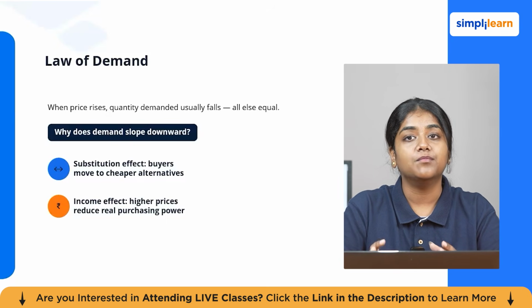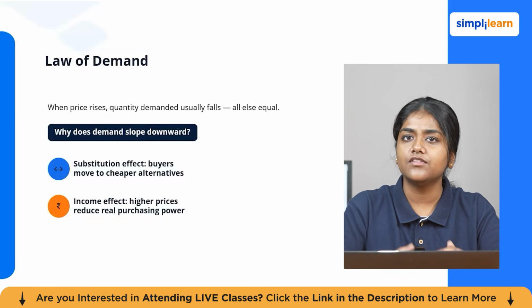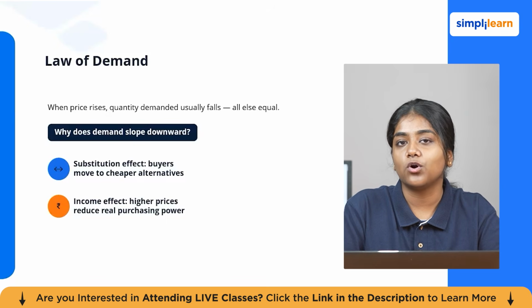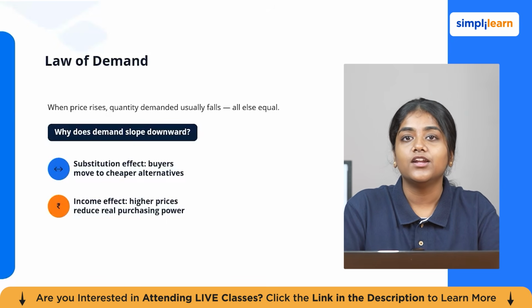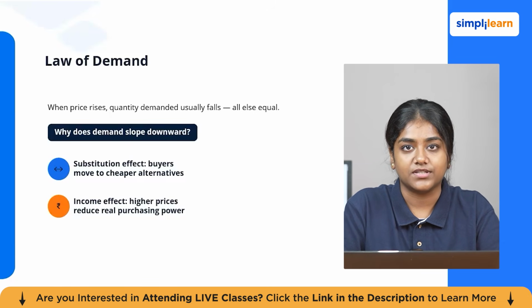Second, the income effect. A price rise effectively reduces a consumer's real purchasing power even if their income hasn't changed. So if petrol prices rise, your salary buys less petrol than before. Functionally, you're poorer in terms of what you can purchase, and you cut back. Together, these two effects explain why demand curves slope downward almost universally.